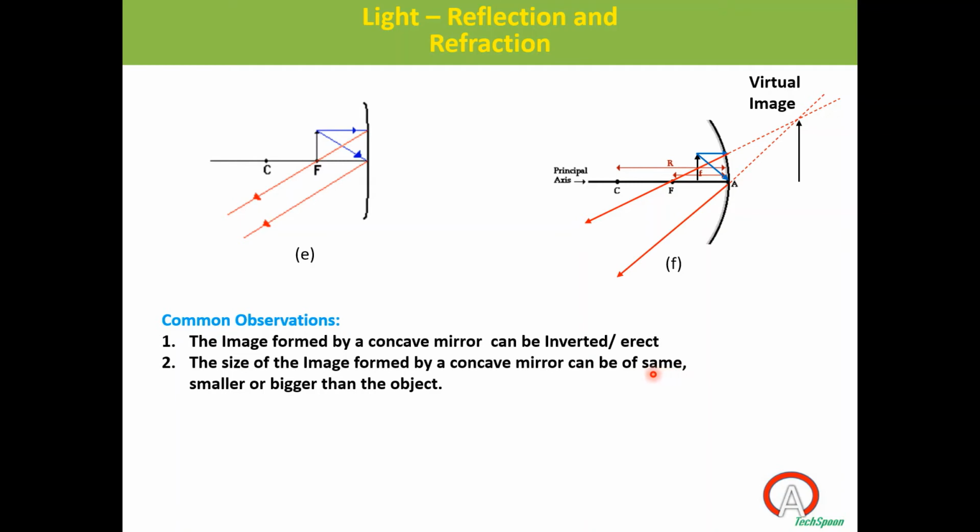Same case, when you will get the same size, we already seen, right? I asked Manu this question, right? He told that when we kept the object at C, at the center of curvature, you will get an image of the same size. When you will get a smaller image, for getting a smaller image, where you have to keep the object? At infinity or just beyond C. Correct. Okay.